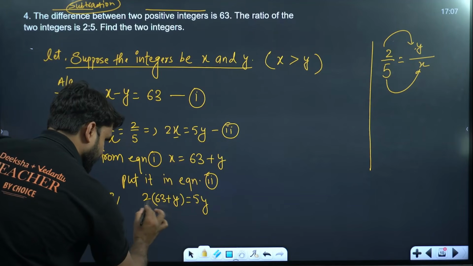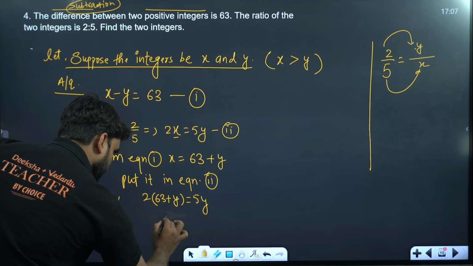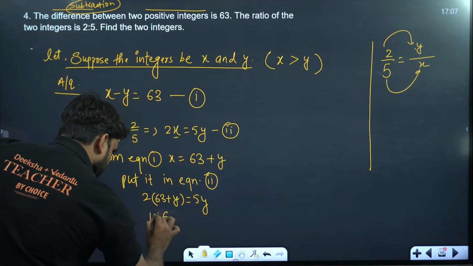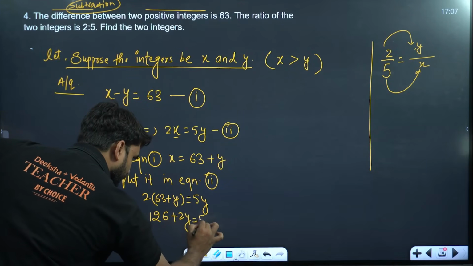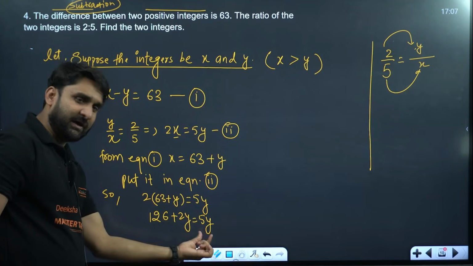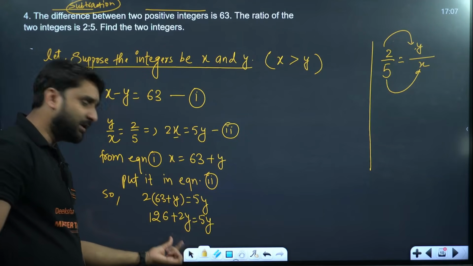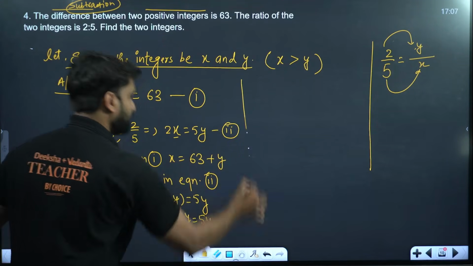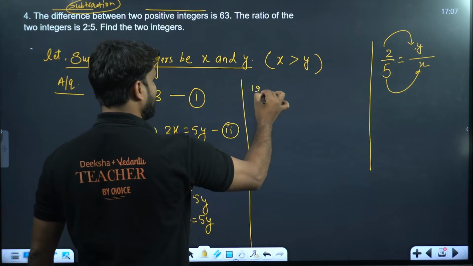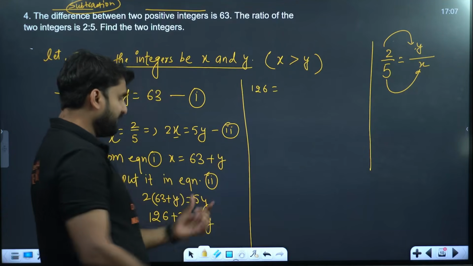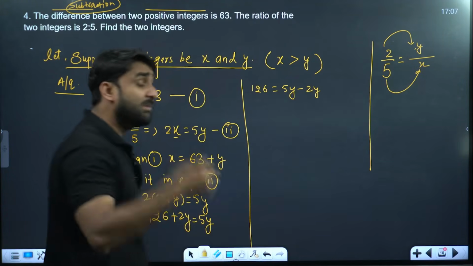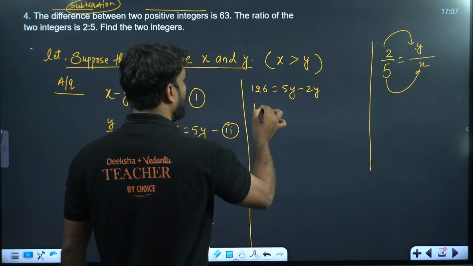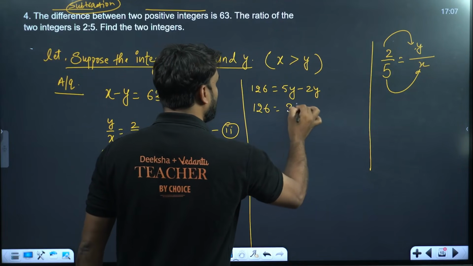63 into 2 will be 126, and 2 into y will be 2y, is equal to 5y. This y and this y should be together, so 2y will go to the other side. So 126 will be equal to 5y minus 2y, and 5y minus 2y will be 3y. So 126 will be equal to 3y.